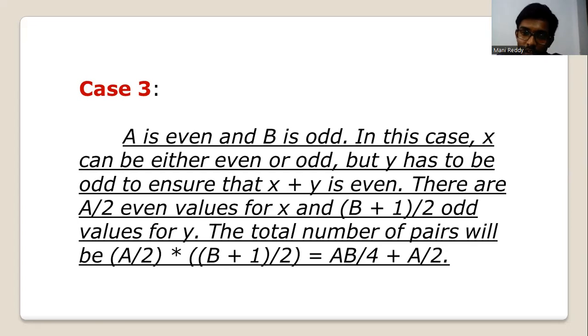Here, x can be either even or odd, but y has to be odd, and it is compulsory, so that x plus y is even. There are a/2 even values for x and (b+1)/2 odd values for y. The total number of pairs will be a/2 times (b+1)/2, that is ab/4 plus a/2. This is the total number of pairs we are counting in case 3.